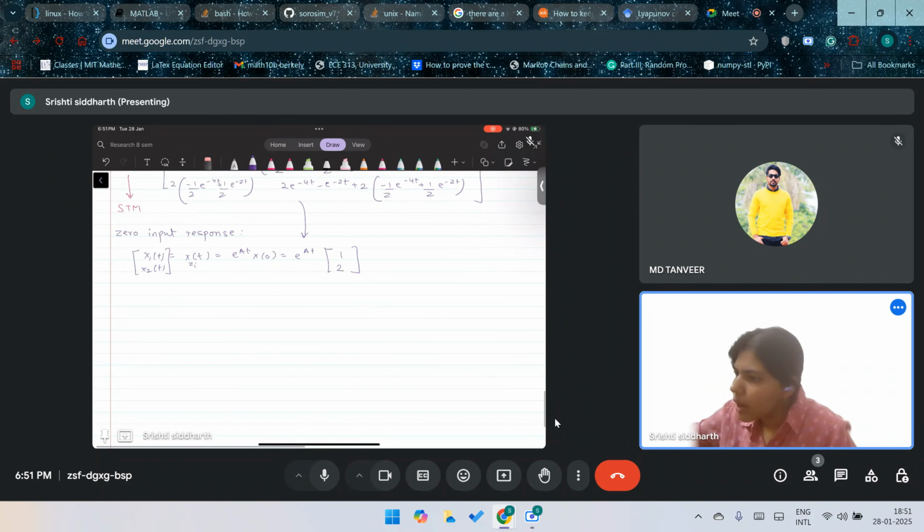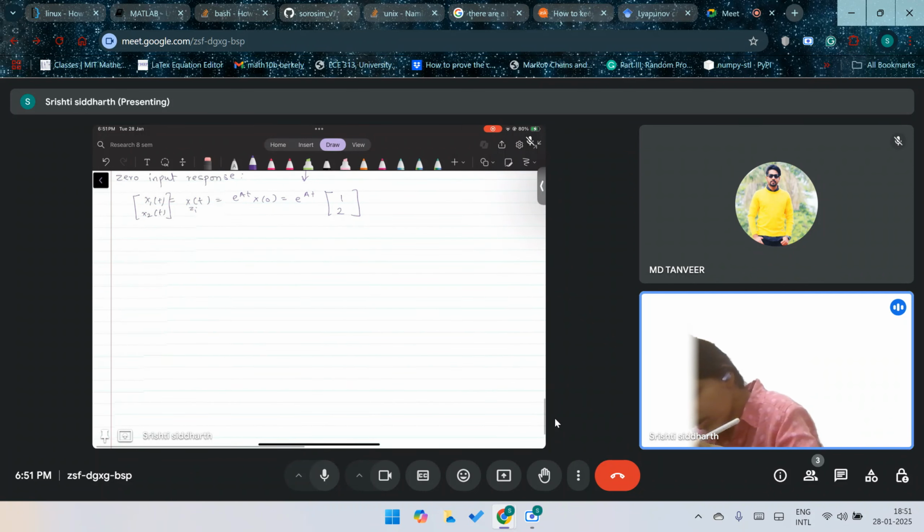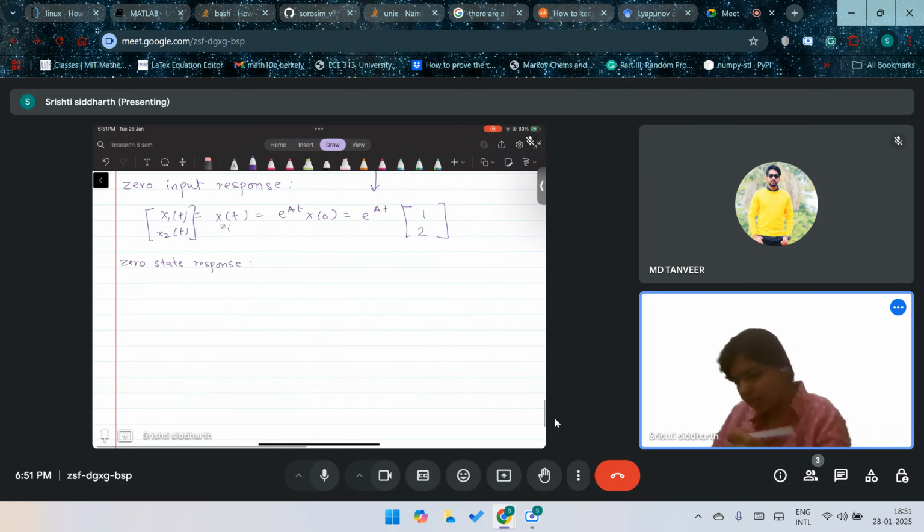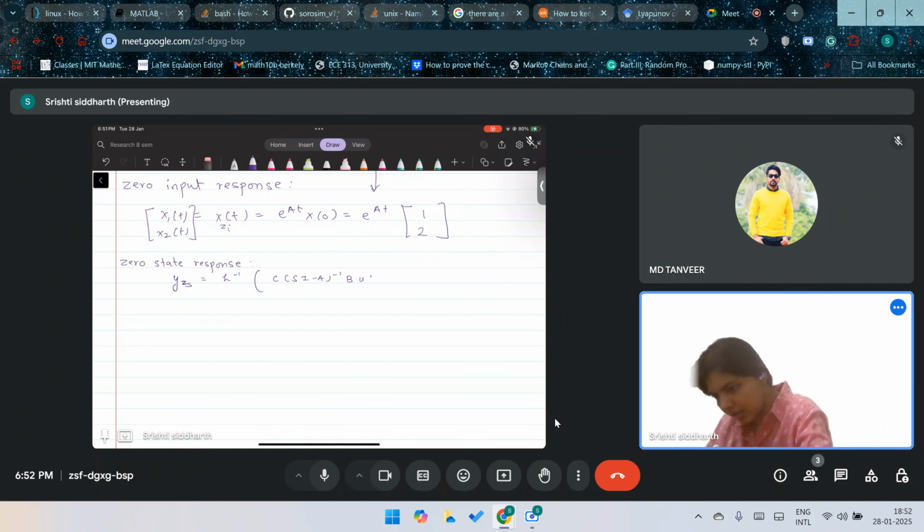Okay. And now to find the zero state response, I'm going to denote that. So the zero state response is Y_zs, the Laplace inverse of C times (sI minus A) inverse B U(s). We have D equals 0, so we're not going to consider that.